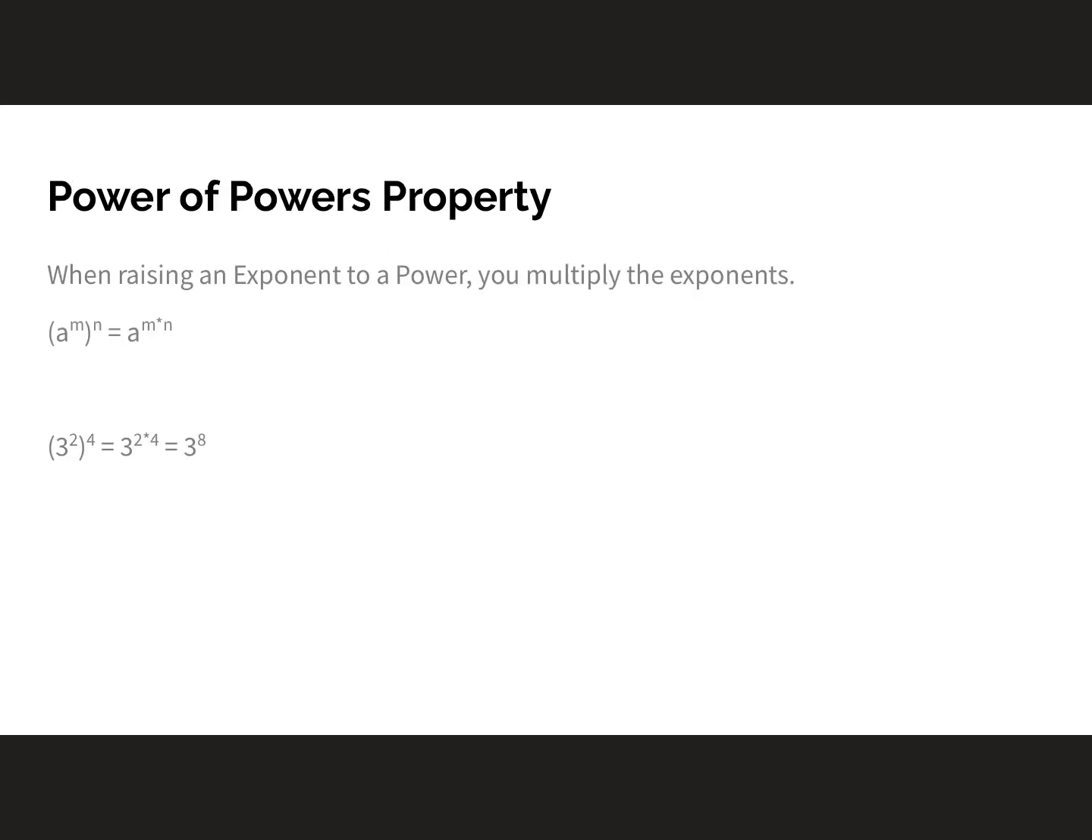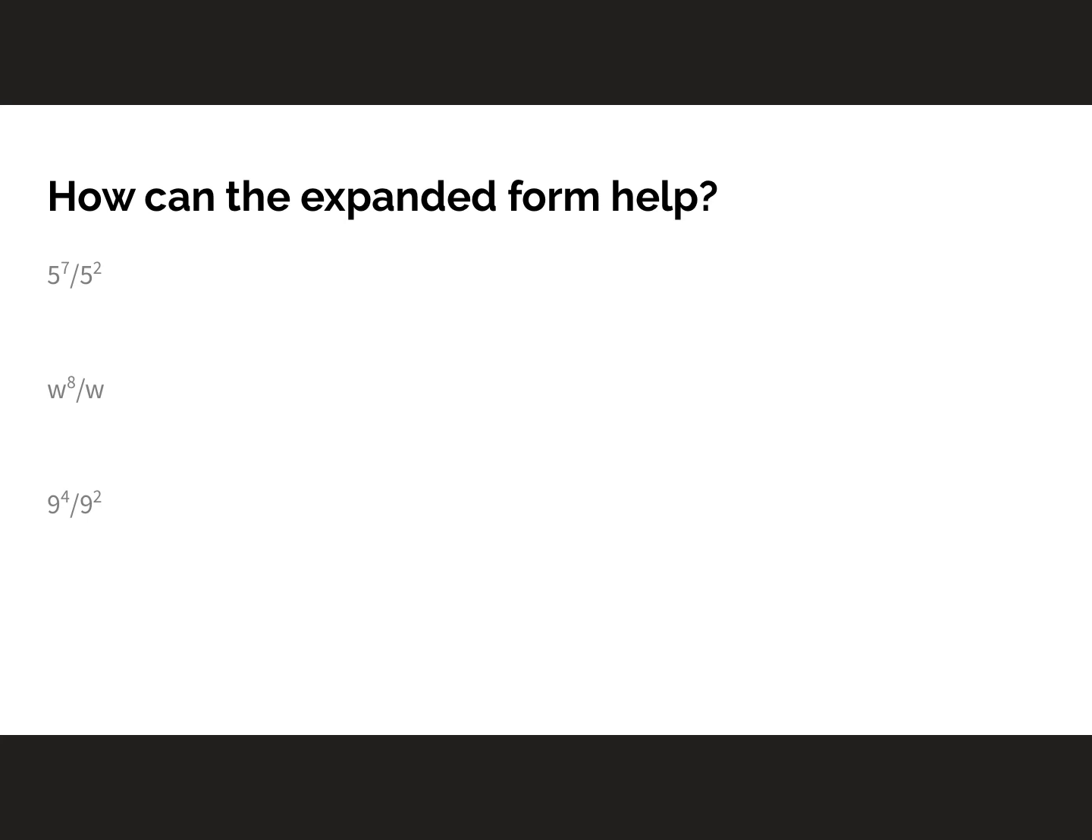Okay, so power of powers property. That's what this was called, power of powers. Notice if I raise an exponent to a power, you just multiply them. So here you see our symbolic form, a to the m raised to the n is a to the m times n. 3 squared to the 4th power is 3 to the 2 times 4, which is 3 to the 8th power. That's all we're going to do for this. We're going to multiply our powers.